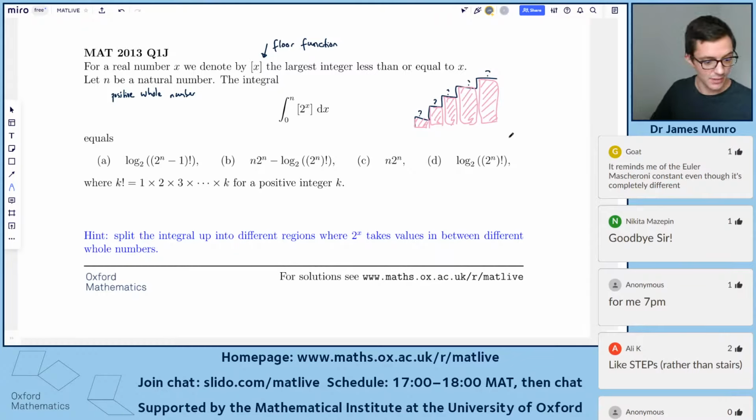Coming back. Okay. There's a really good stairs joke that somebody said they recognised the question from STEP, or something like this, and that it's got stairs in. There's a really good joke in there that Ali got that I missed.